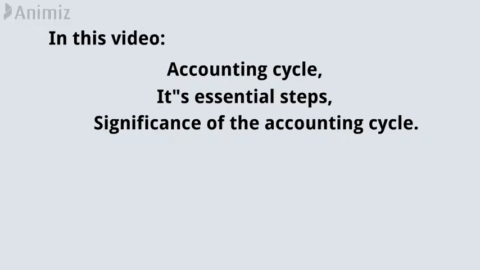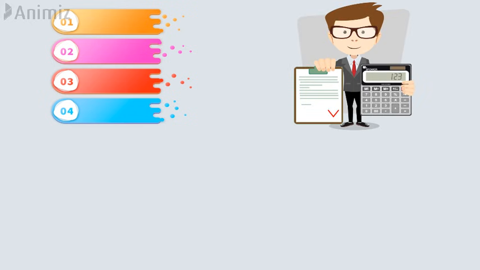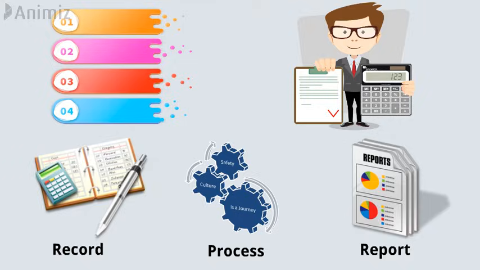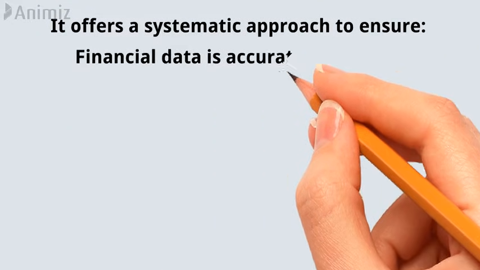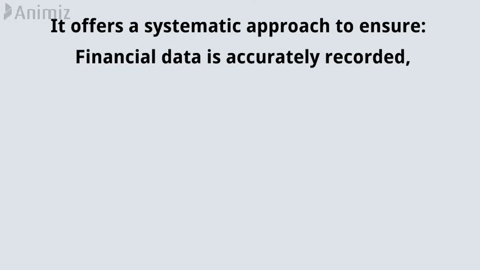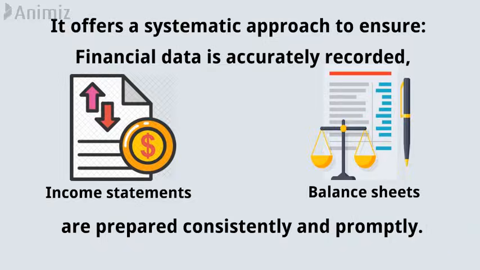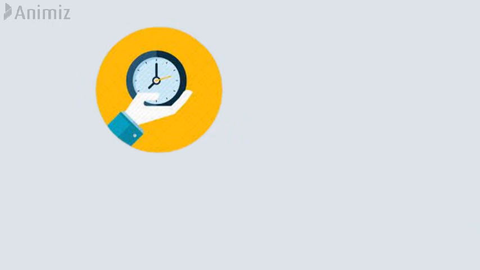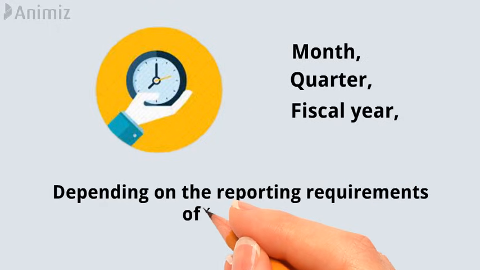The accounting cycle comprises a sequence of well-defined and interconnected steps that accountants and financial professionals follow to record, process, and report financial transactions. It offers a systematic approach to ensure that financial data is accurately recorded, and that financial statements, such as income statements and balance sheets, are prepared consistently and promptly. The accounting cycle usually covers a specific period, such as a month, quarter, or fiscal year, depending on the reporting requirements of the entity.